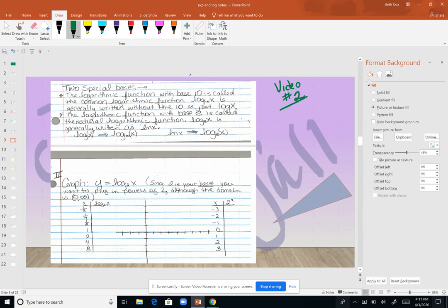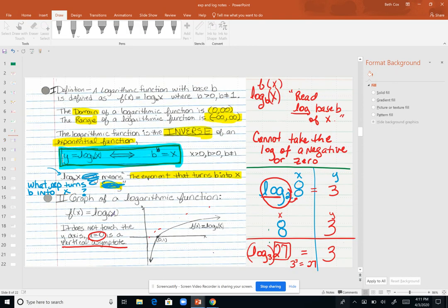Okay, so now we were talking about what a logarithmic function was. We went back here in this blue highlighted. This is a logarithmic function. It is a question of what exponent. That's what the logarithmic function does. It asks the question, what exponent turns my base into this number?